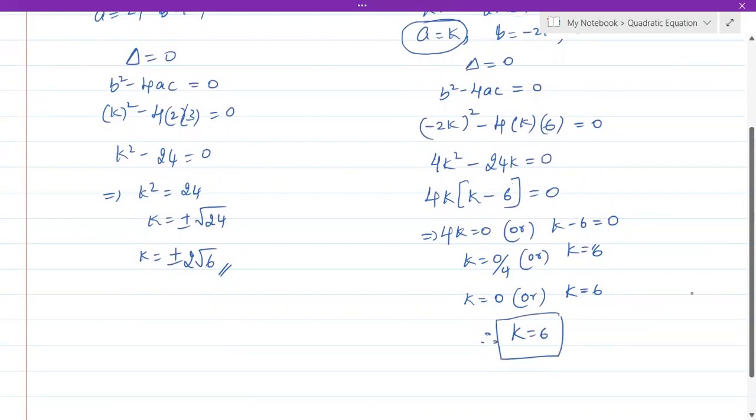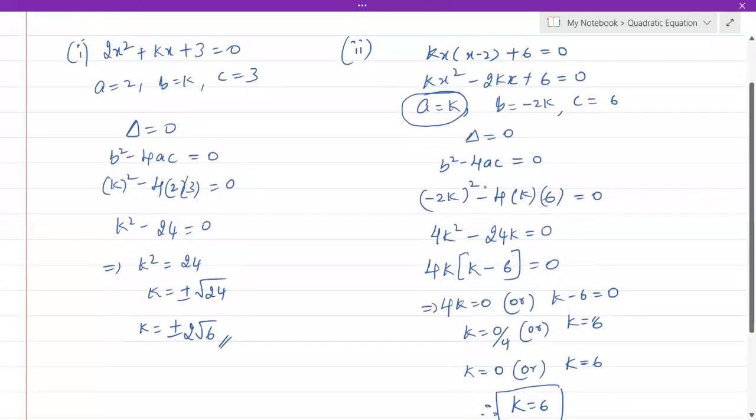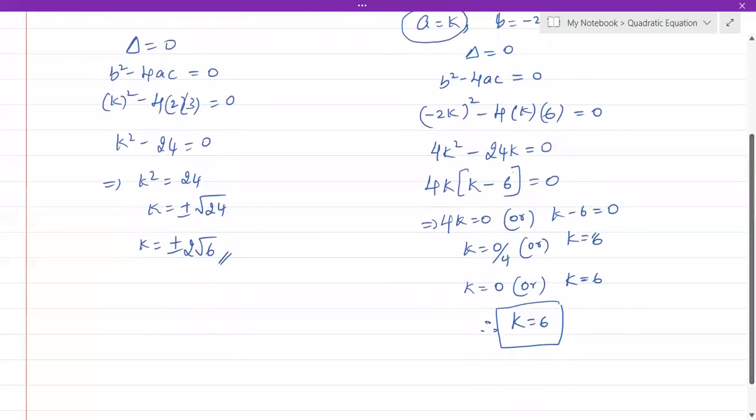Whenever you get the k value as 0, check whether it is equal to a. In this question, a value and k value are same. So a cannot be 0. It can be anything else. So you cannot take k as 0. Therefore, the correct value is k is equal to 6. Okay then. So let's get into the next question.